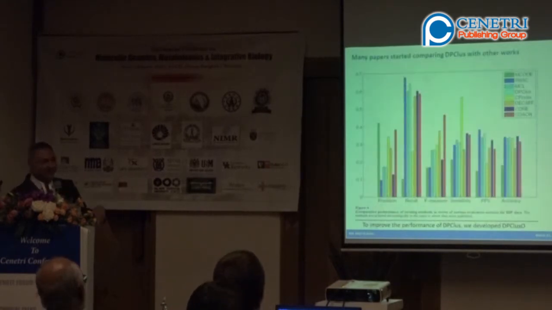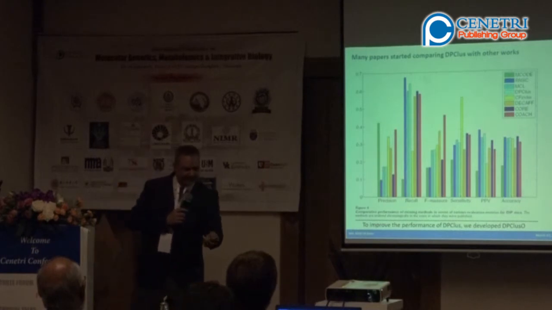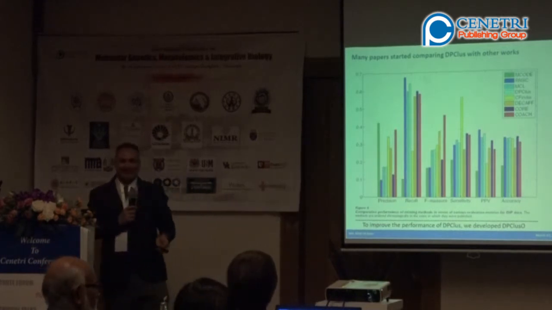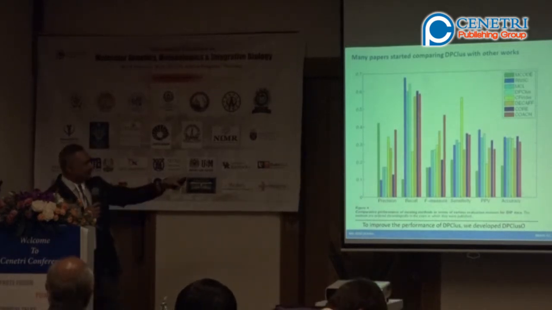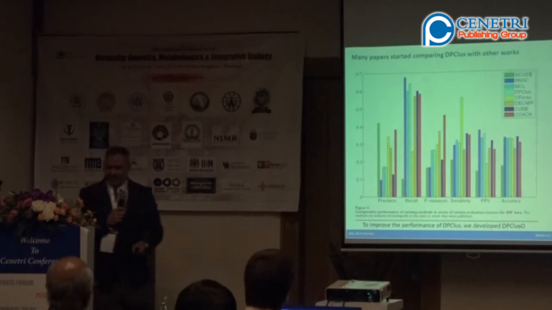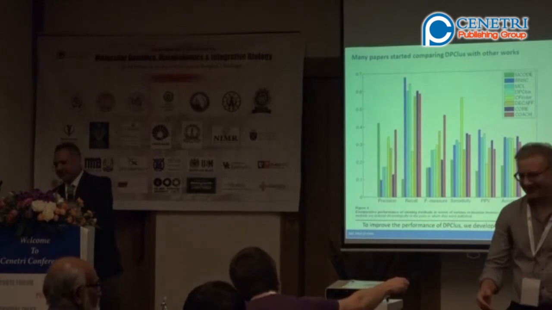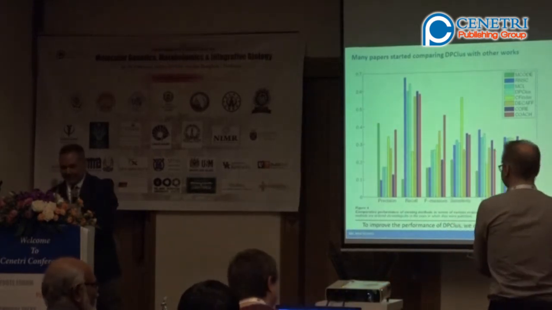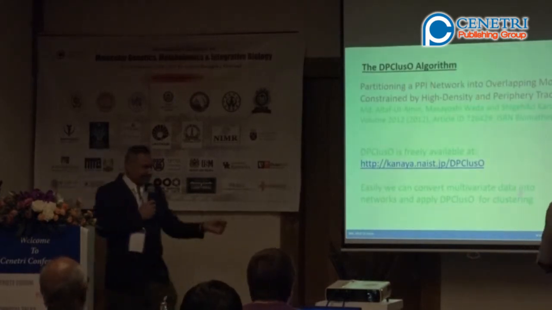Now, after we published our work, many people started to compare DPClus with other algorithms. So in most of the cases, DPClus is good for most of the measures, but this is not so good. One of the reasons is we had some limitations in finding overlapping clusters. So we modified our algorithm and published the modified version again in 2012.